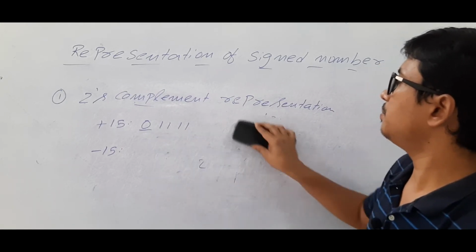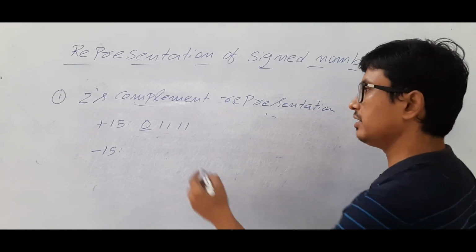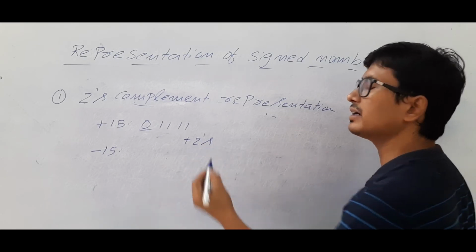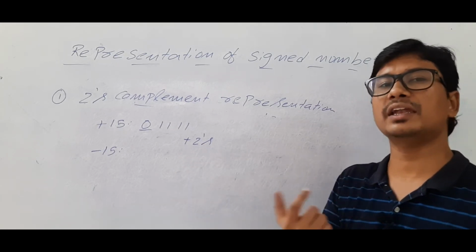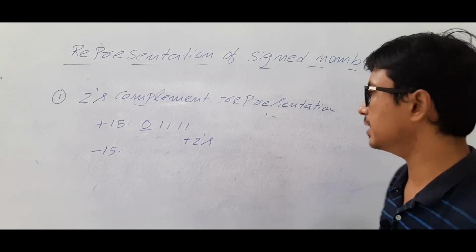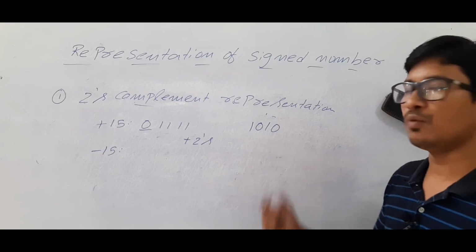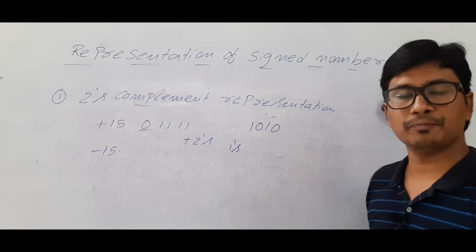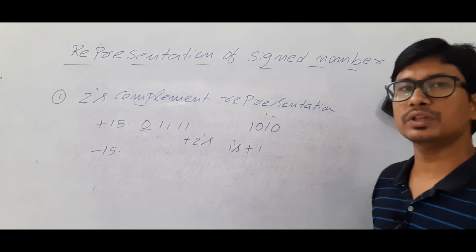Now please check it. How to represent minus 15? For a positive 15, you calculate the twos complement, then you will get minus 15. Remember how to calculate the twos complement of any number. Suppose I want to calculate the twos complement of 1010. First I will calculate the ones complement of the given number and add 1 to the LSB.